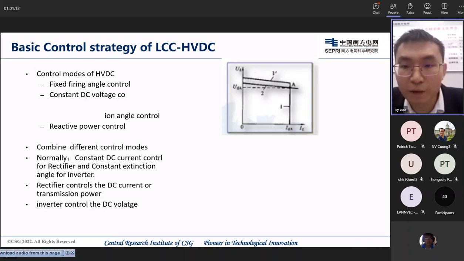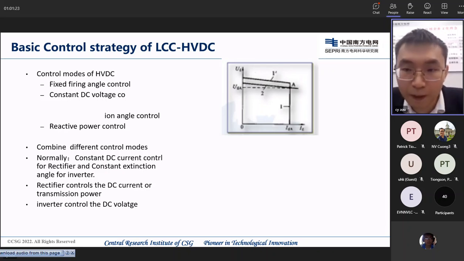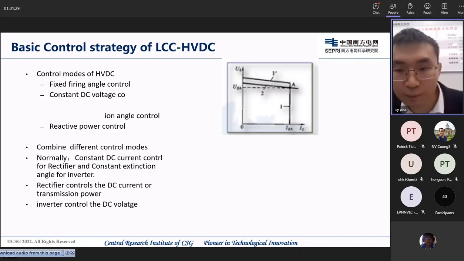So CIGRE benchmark HVDC model is a monopolar HVDC system with a 12-pulse bridge converter. This is the simplest HVDC system, and its rated voltage is 500 kV, rated power 1 gigawatt. There are fixed capacitor filters and damped filters on the AC side.